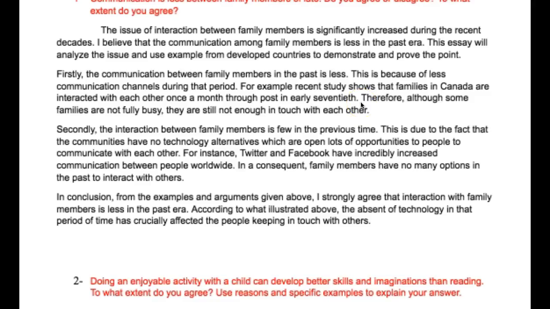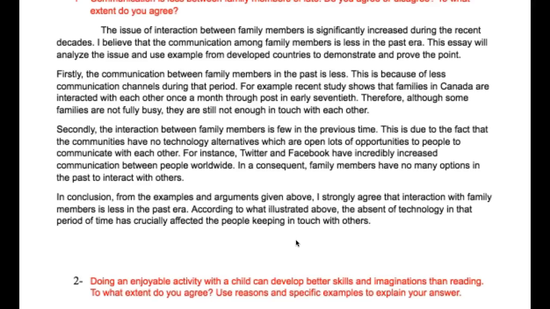Whereas today's most distant families speak at least 3 times a week, according to recent studies from UNICEF. Okay? But don't worry, this is going to come later. So, good start. Secondly, the interaction between family members is less in the previous times.